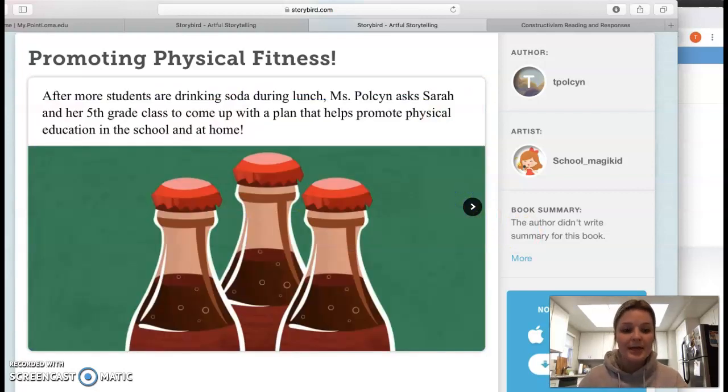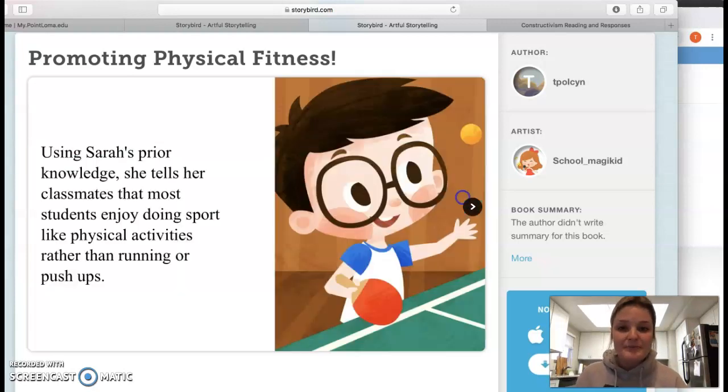I'll go ahead and read it, and then after I read each red term on the slide, I'll go over it a little bit more in depth. After more students are drinking soda during lunch, Mrs. Polson asked Sarah in her 5th grade class to come up with a plan that helps promote physical education in the school and at home. Using Sarah's prior knowledge, she tells her classmates that most students enjoy doing sport-like physical activities rather than running or push-ups.